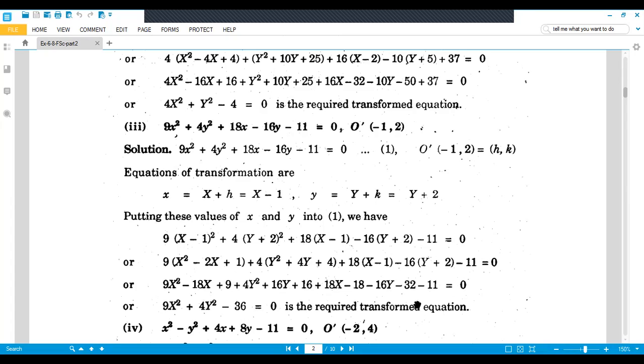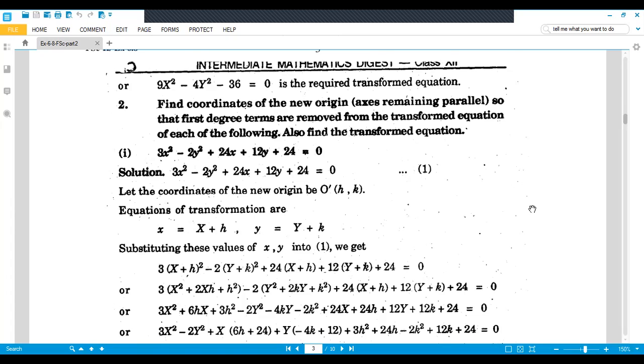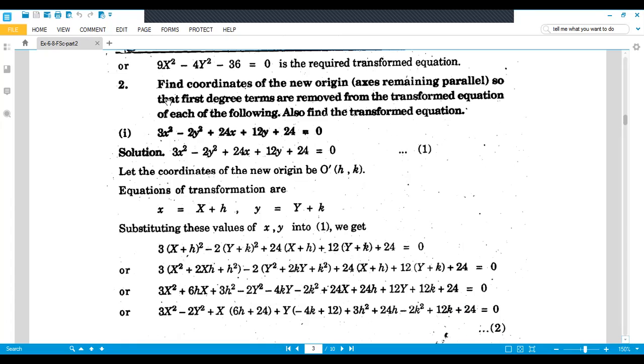Now come to question number 2. Only these two parts are included from question number 1 according to the reduced syllabus. Now come to question number 2. In question number 2, you are given: find the coordinates of the new origin, axes remaining parallel, so that first degree terms are removed from the transformed equation of each of the following. Also find the transformed equation. You have to find the transformed equation and you also remove the first degree terms.